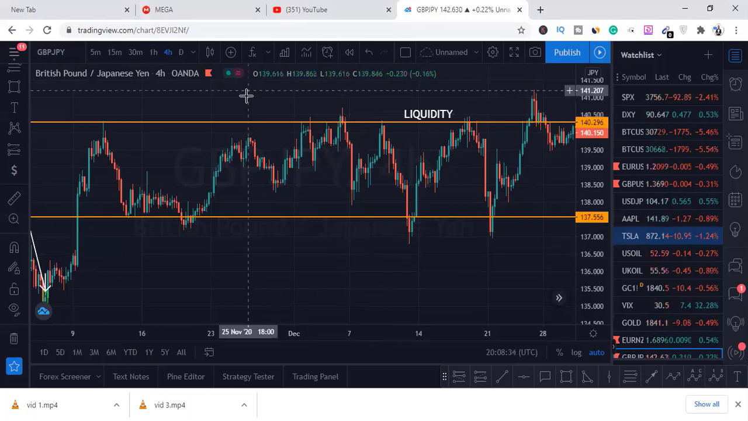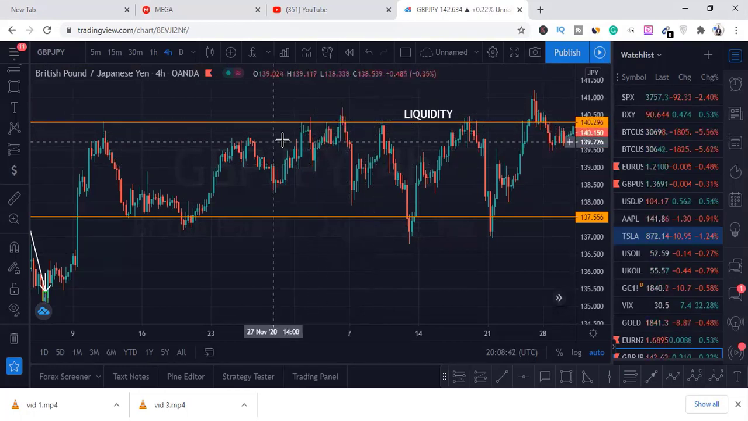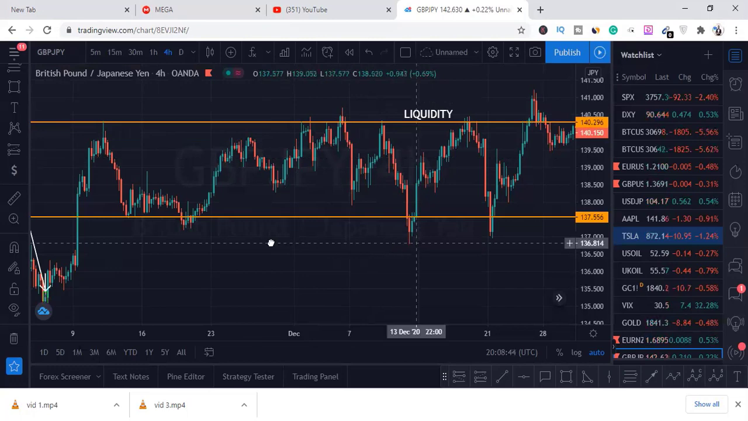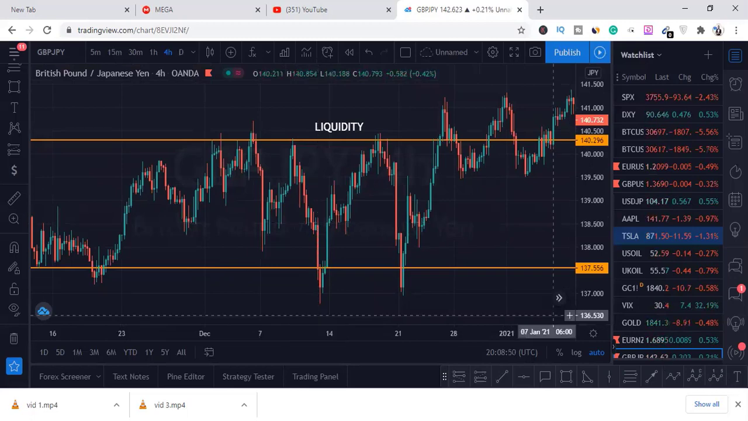Okay, so what they do now is this: they are hunting the stops of retail traders, and that's what we call stop hunt in ICT. Stop hunt.